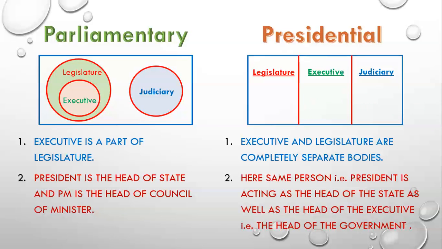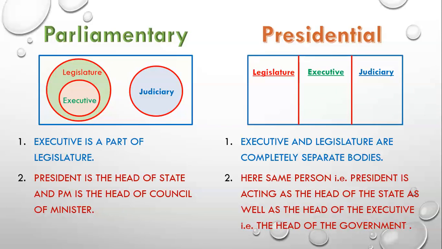But friends, what happens in the presidential form of government is that the same person, the President, acts as the head of the state as well as the head of the executive. Head of the executive means the head of the government or the head of the council of ministers. In the parliamentary form of government, the president was the head of the state and a separate person, and the prime minister was the head of the council of ministers. Council of ministers means the executive wing of the government, the wing which has all the executive powers of the government.